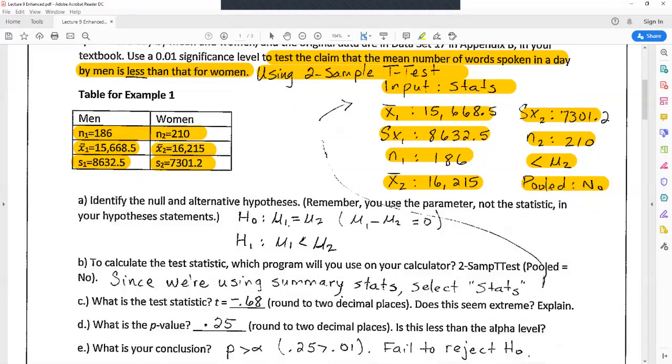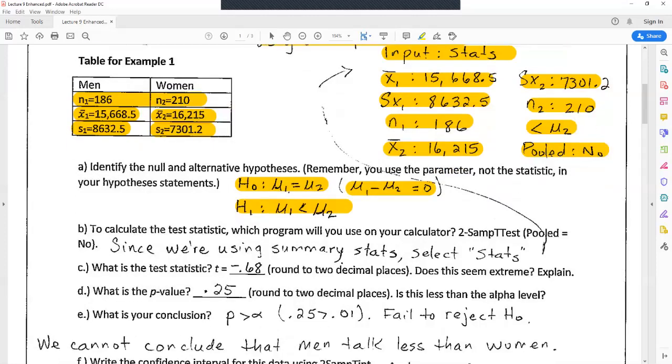Part A says to identify the null and alternative hypotheses. The null is going to claim that the difference in the average for the men and the women is non-existent. The difference is 0, or the averages are the same. And since it's a test to determine if men talk less than women, the alternative will say that mu1 is less than mu2, which makes it a left-tailed test.